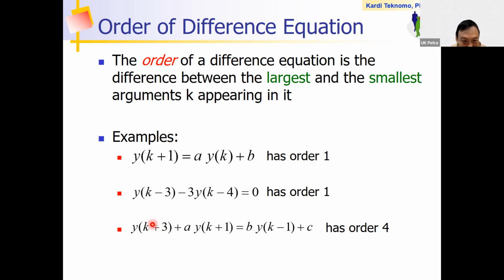You see? Again, the next one: y_{k+3} plus a y_{k+1} equal to b y_{k-1} plus c. Wow, just looks like a linear equation, right? But actually, what is the highest? k plus 3. What is the lowest? k minus 1. So (k+3) minus (k-1) is 4. So now you actually have a fourth order equation in one stroke. So easy like this, okay? If you use a differential equation, you start to get a headache because now you have d exponent 4 divided by dt exponent 4 and so on. But in a difference equation, you don't feel it because it's just plus 3 and minus 1, that's it, right? So easy, huh?